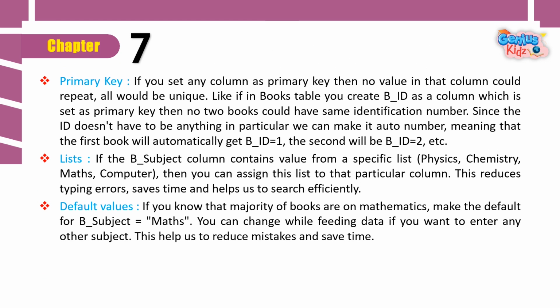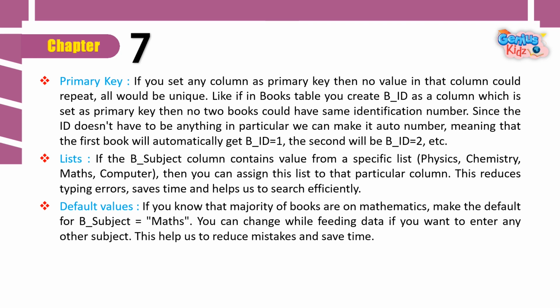Primary key. If you set any column as primary key, then no value in that column could repeat, all would be unique. Like if in the books table you create BID as a column which is set as primary key, then no two books could have the same identification number. Since the ID doesn't have to be anything in particular, we can make it auto number, meaning that the first book will automatically get BID equal to 1, the second will be BID equal to 2, etc.